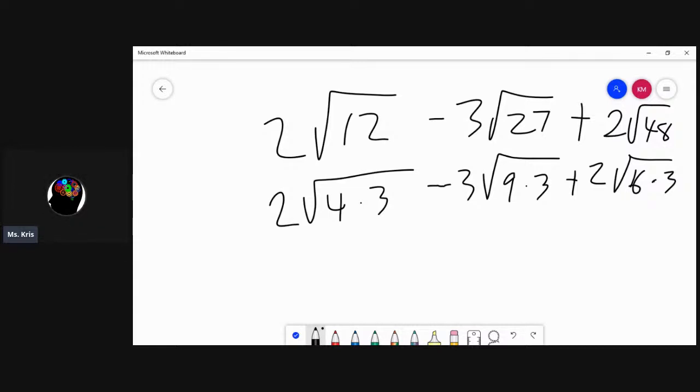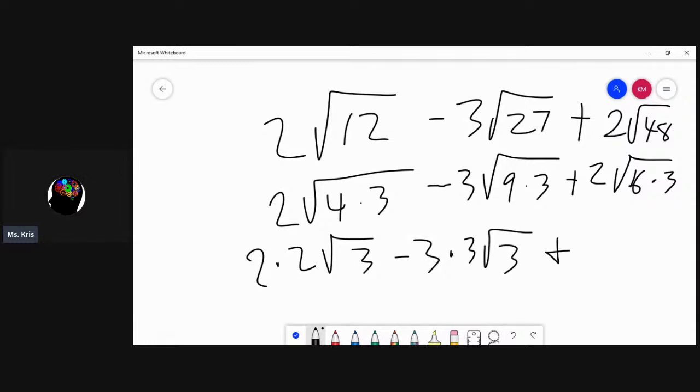So now, pulling out my squares, I have 2 times 2 square root of 3 minus 3 times 3 square root of 3 plus 2 times 4 square root of 3. And of course, you multiply your terms that are on the outside.